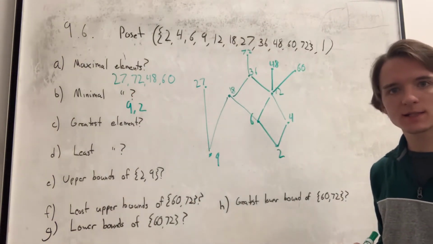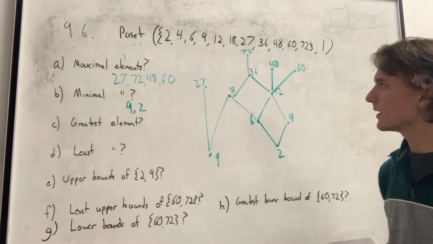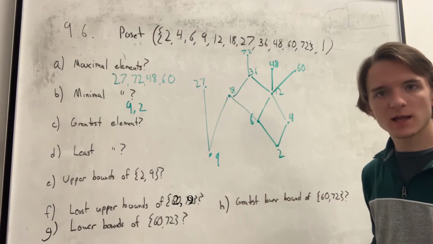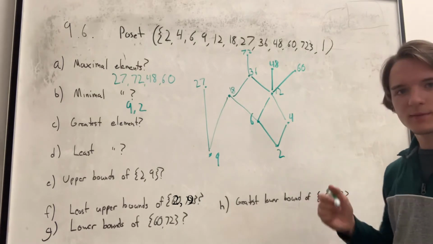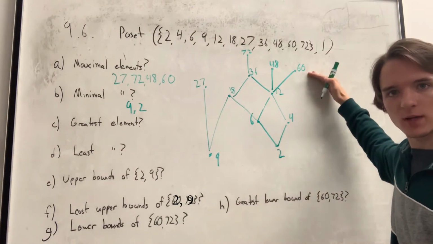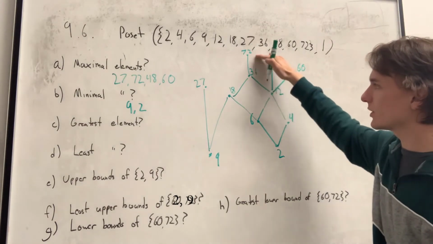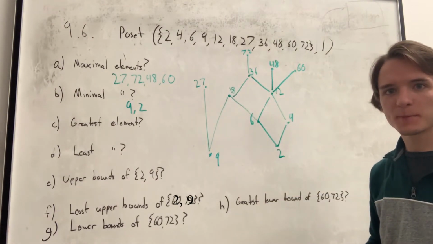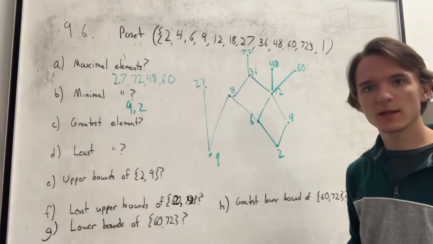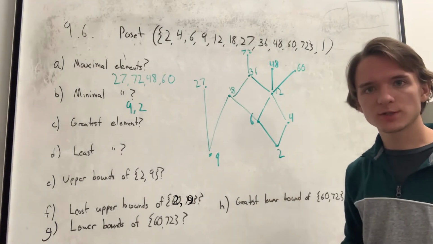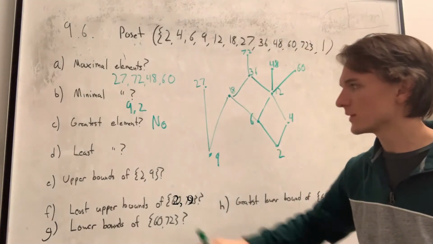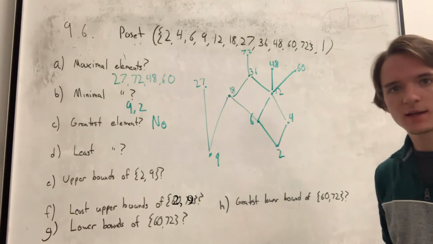Okay, what is the greatest element? The greatest element would be the element that everything goes to near the top of our hash diagram. But no greatest element exists because we have 4 potential greatest elements, 60, 48, 72, and 27. So we do not have a greatest element because we don't have a single element that everything points to near the top. So no, there is no greatest element. Is there a least element? Same thing.